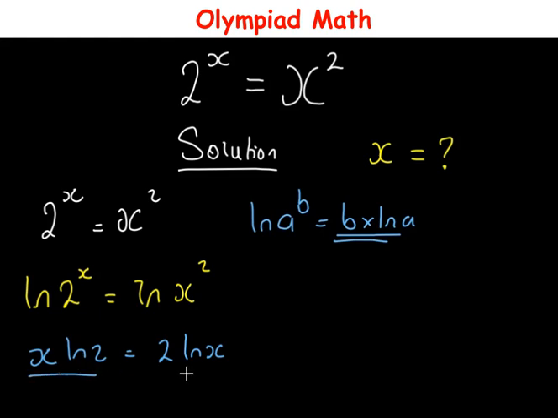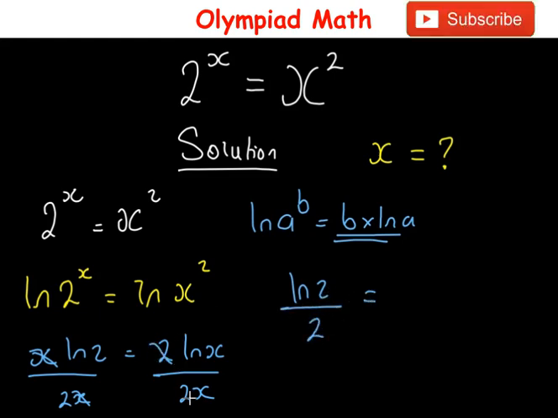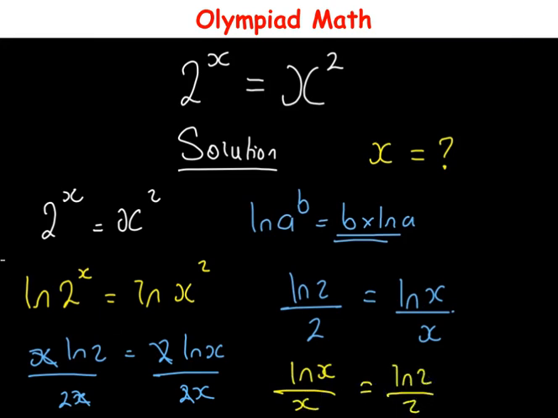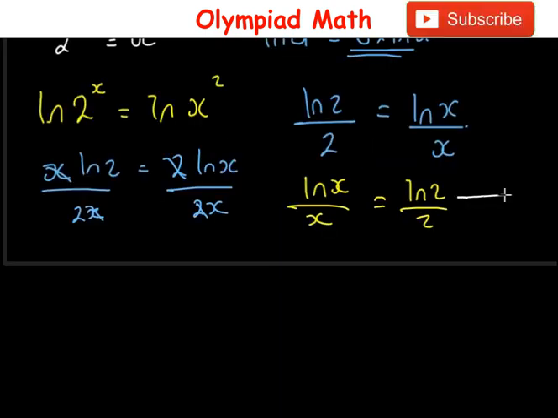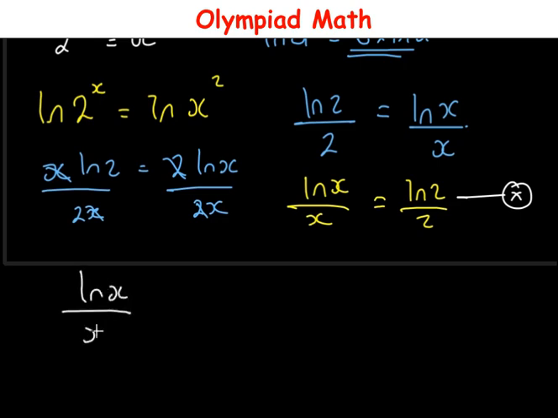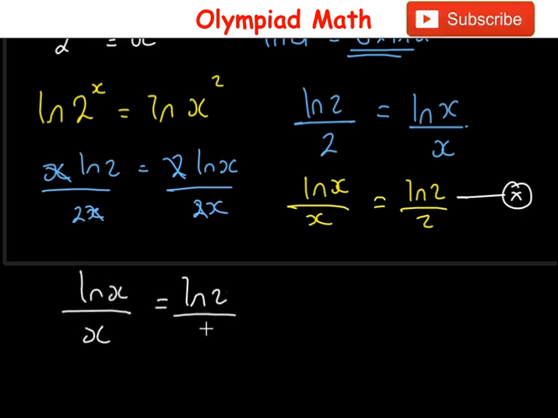Next, divide this equation by 2x. We divide x, we have ln 2 over 2 equals, we divide 2, ln x over x. Next, we're going to rearrange this equation, right? It becomes ln x over x equals ln 2 over 2. So with this, let us call this equation asterisk, because we can find two solutions from this equation. So we have ln x over x equals ln 2 over 2.